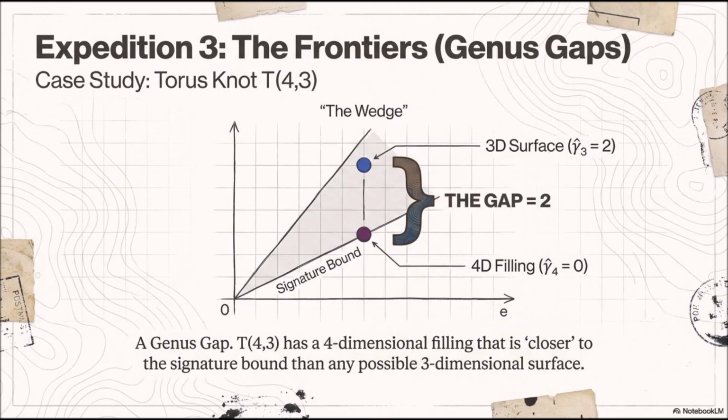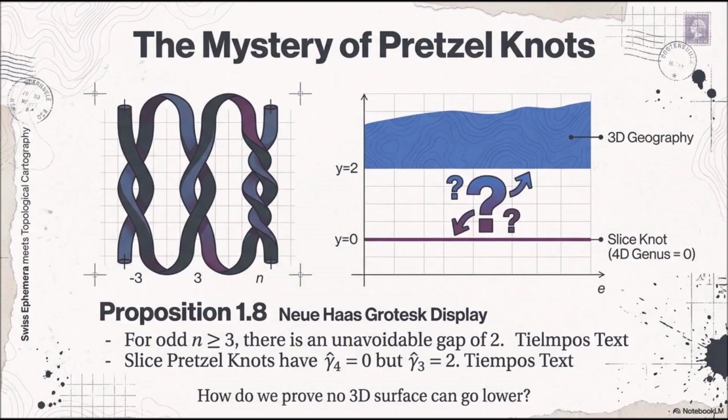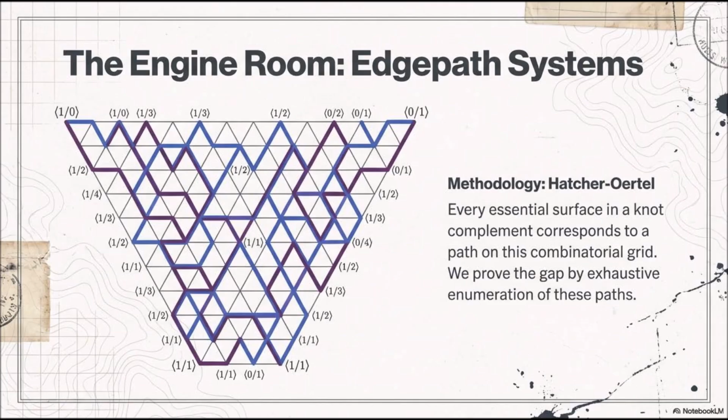Incompressible means the surface isn't wasting space. You can't find a loop on the surface that bounds a disk out in the 3D space unless it already bounded a disk on the surface itself. If you could, you could compress the surface along that disk and simplify it. So essential surfaces can't be simplified. Exactly. They're topologically minimal. They're the atoms of surface theory for a given knot.